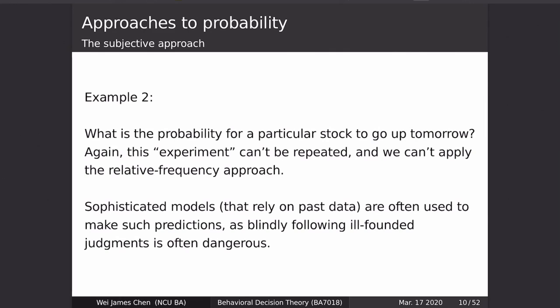And the second example: what is the probability for a particular stock to go up tomorrow? You might have noticed that recently the U.S. stock market, or actually stock markets all over the world, are having a very, very big shock due to the coronavirus situation. But can you say for sure what's the probability that the Nasdaq or Dow Jones will go up, down, or stay the same? There are 3 different cases. What's the probability?